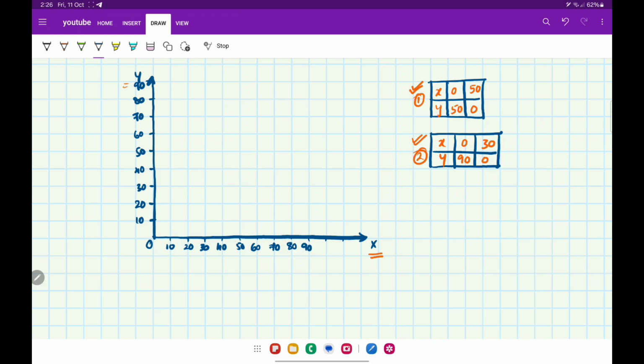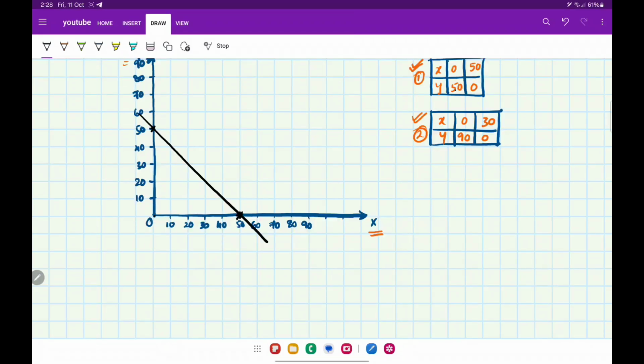Now let's plot the first line. If we take the first line, what will you get? We will be having 0, 50. If you are having 0 on the x-axis, we will be having 50 on the y-axis. So this is the first point. The next point will be 50, 0. By joining these 2 points, we have got the graph for the line x plus y is less than or equal to 50.